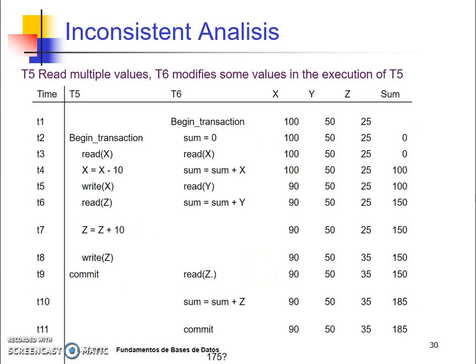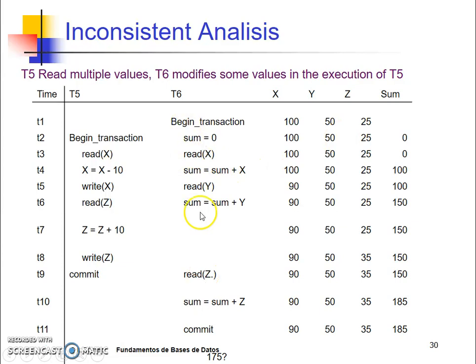The third example, the inconsistency analysis, is when transaction 5 reads multiple values. Transaction 6 modifies some values during the execution of T5. So this transaction is reading X, subtracting 10, and adding 10 to Z. Transaction 2 is just reading the values of X, Y, and Z. So the sum of X, Y, and Z should be 175.